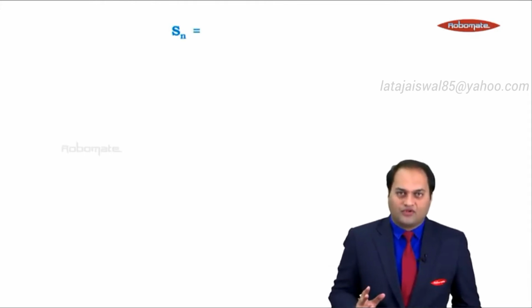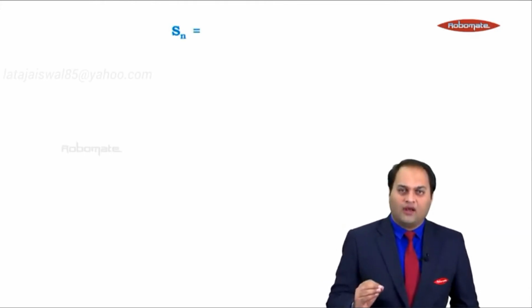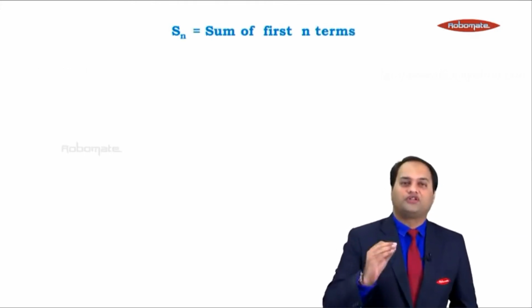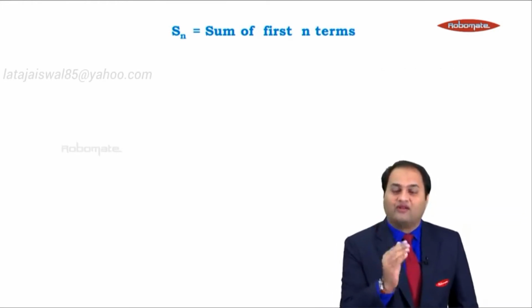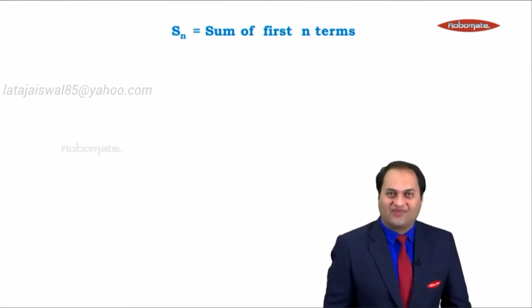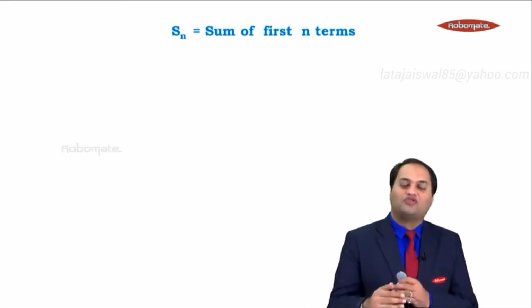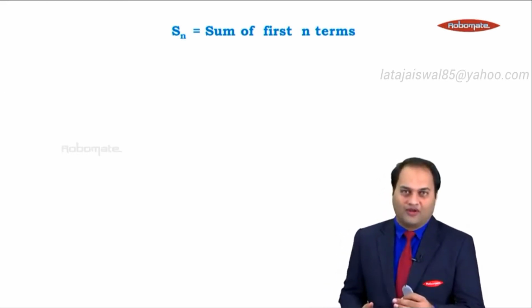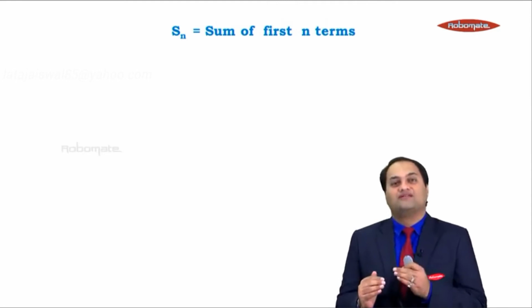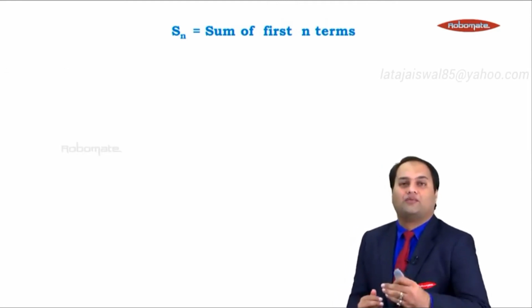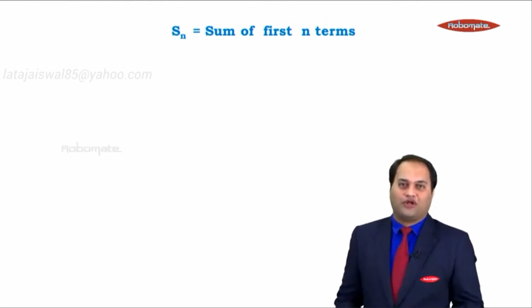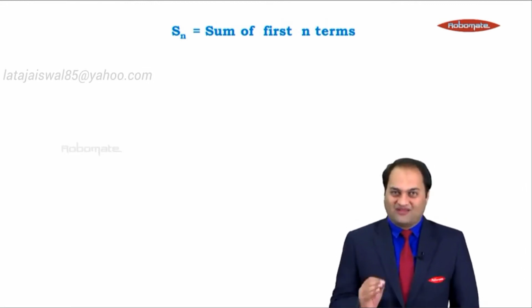Sn is nothing but the sum of the first n terms. Here n represents the number of terms, the number of terms whose sum is to be found out. So S meaning sum, Sn is the sum of n number of terms in a given AP. Is this thing clear?